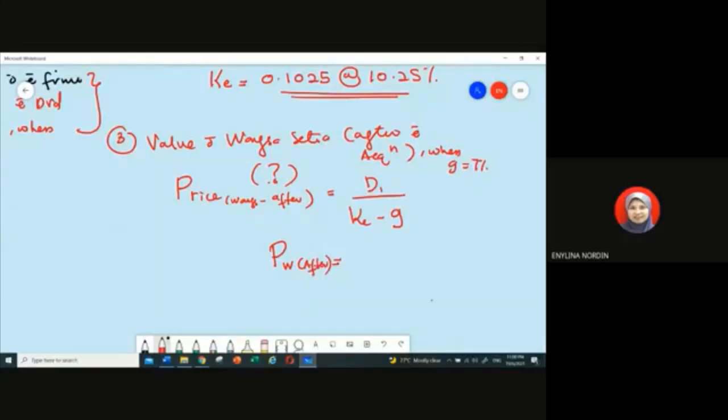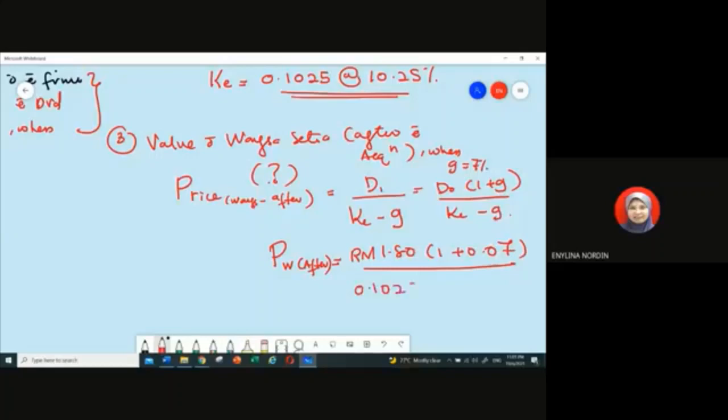Okay, and D1 equals D0 times 1 plus g again, and you divide by the same denominator. So what is D0? Given in the question, it's 1 ringgit 80 cents, but this time your growth rate becomes 7%. So 1 plus 0.07, and then you divide by KE, the one that you obtained in the second step, which is 0.1025, minus 0.07.